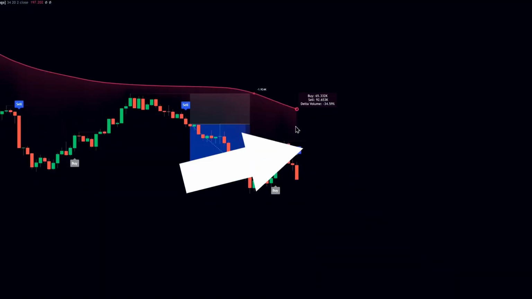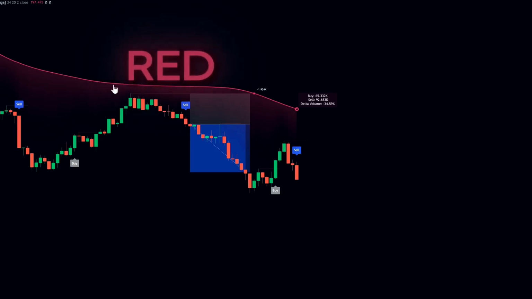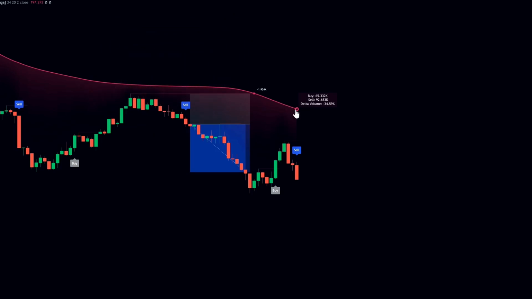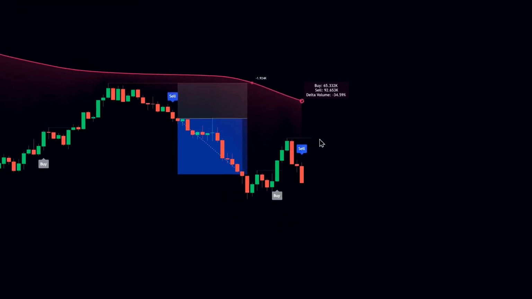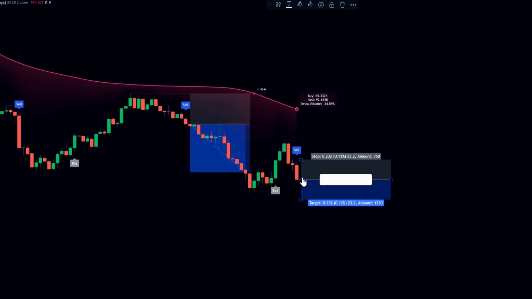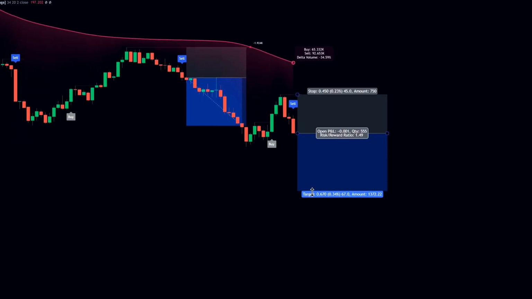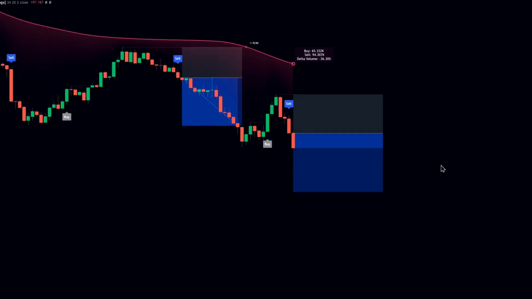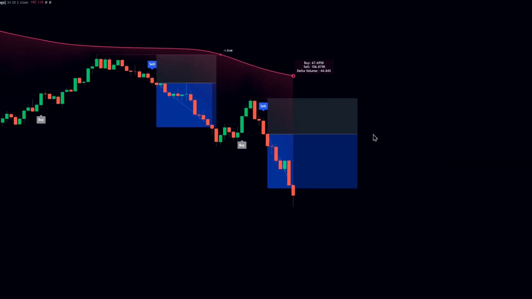For short trades, reverse the process. Look for a sell signal and a bearish trend. The VDA trend ribbon should be red, delta volume should be at least minus 20% and growing more negative. In this example, delta volume hits minus 30 to 34%, which is well below minus 20%. Enter a short trade with a stop loss above the last swing high. Set a take profit at a 1.5 to 1 risk-reward ratio. This trade was also successful.